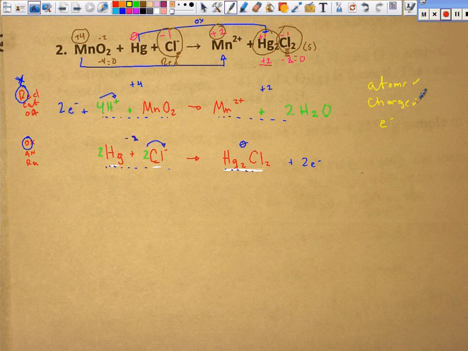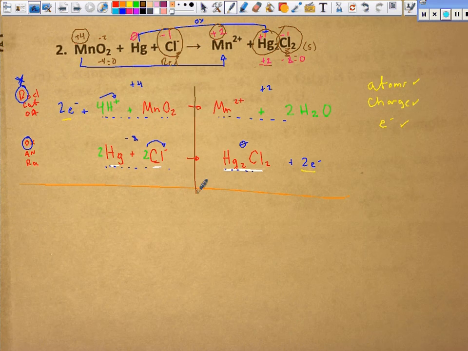Remember, what's on the left stays on the left, what's on the right stays on the right. So we have 4 H pluses plus MnO2 plus 2 Hgs plus 2 Cl minuses. And we have Mn2+ plus 2 waters plus mercury chloride, Hg2Cl2, and that is it.